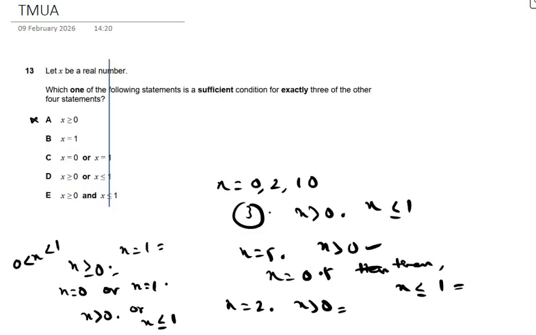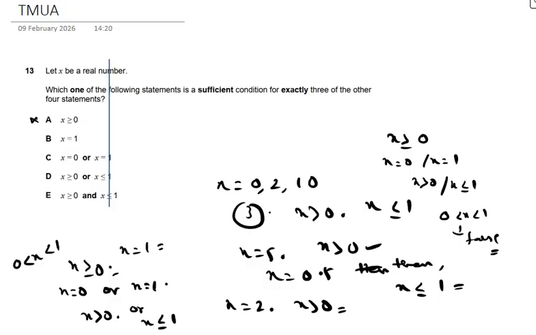Now let's count how many of the other 4 are true. We have x greater than or equal to 0 true, x is equal to 0 or x is equal to 1 true, x greater than 0 or x less than or equal to 1 true, and 0 less than x less than 1 is false. Okay, that gives us exactly 3 true statements, exactly 3. That satisfies the condition perfectly. So statement B works, but we are not done yet. We must check the others to confirm that B is the only correct answer.